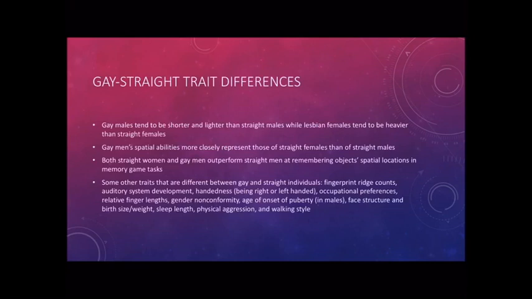Some other traits that are different between gay and straight individuals are their fingerprint ridge counts, their auditory system development, their handedness, so whether they're left or right-handed, their occupational preferences, their relative finger lengths, their gender nonconformity, their age of onset of puberty in males, their face structure, and their birth size, birth weight, sleep length, physical aggression, and walking style.